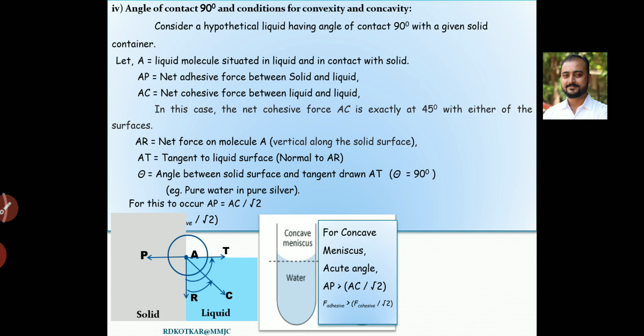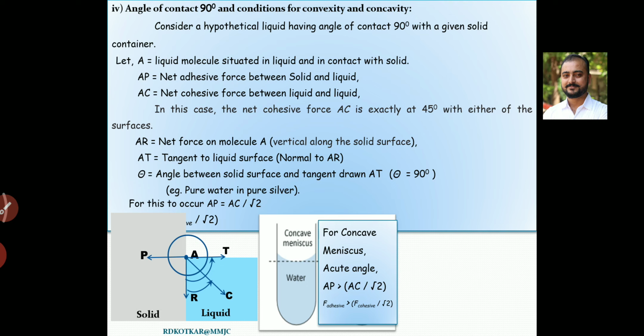In terms of AP and AC, meaning the force of attraction for cohesive and adhesive. So for formation of a concave meniscus, the condition is that the adhesive force should be greater as compared to the cohesive force divided by root 2. You can see the equation clearly here.